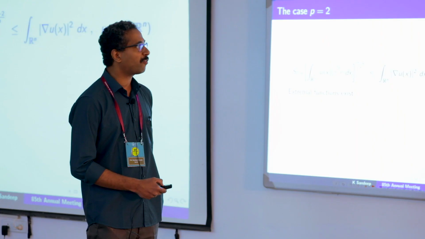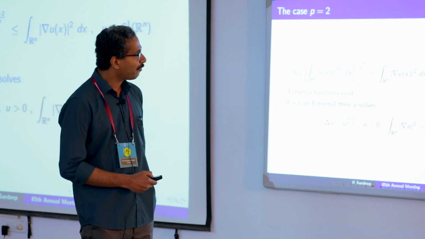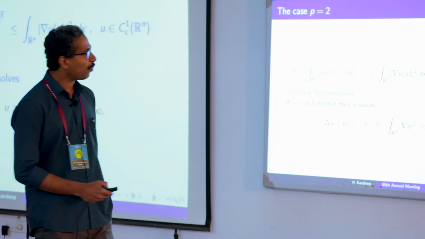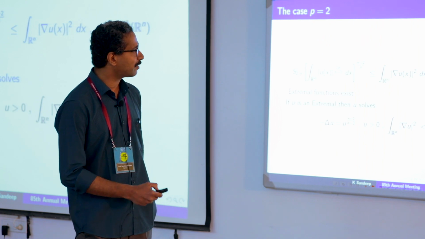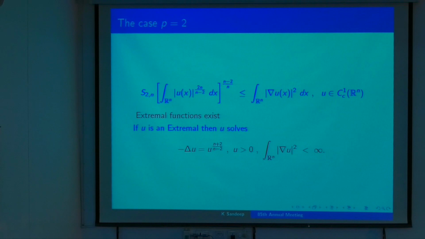known that the extremal functions exist for this kind of an inequality, and then if you have an extremal, then there is a corresponding Euler-Lagrange equation, and the Euler-Lagrange equation looks like this, okay. So if you want to find a solution of this equation, if you can find all solutions of this kind of equation, then that will give you all the extremals of this inequality.